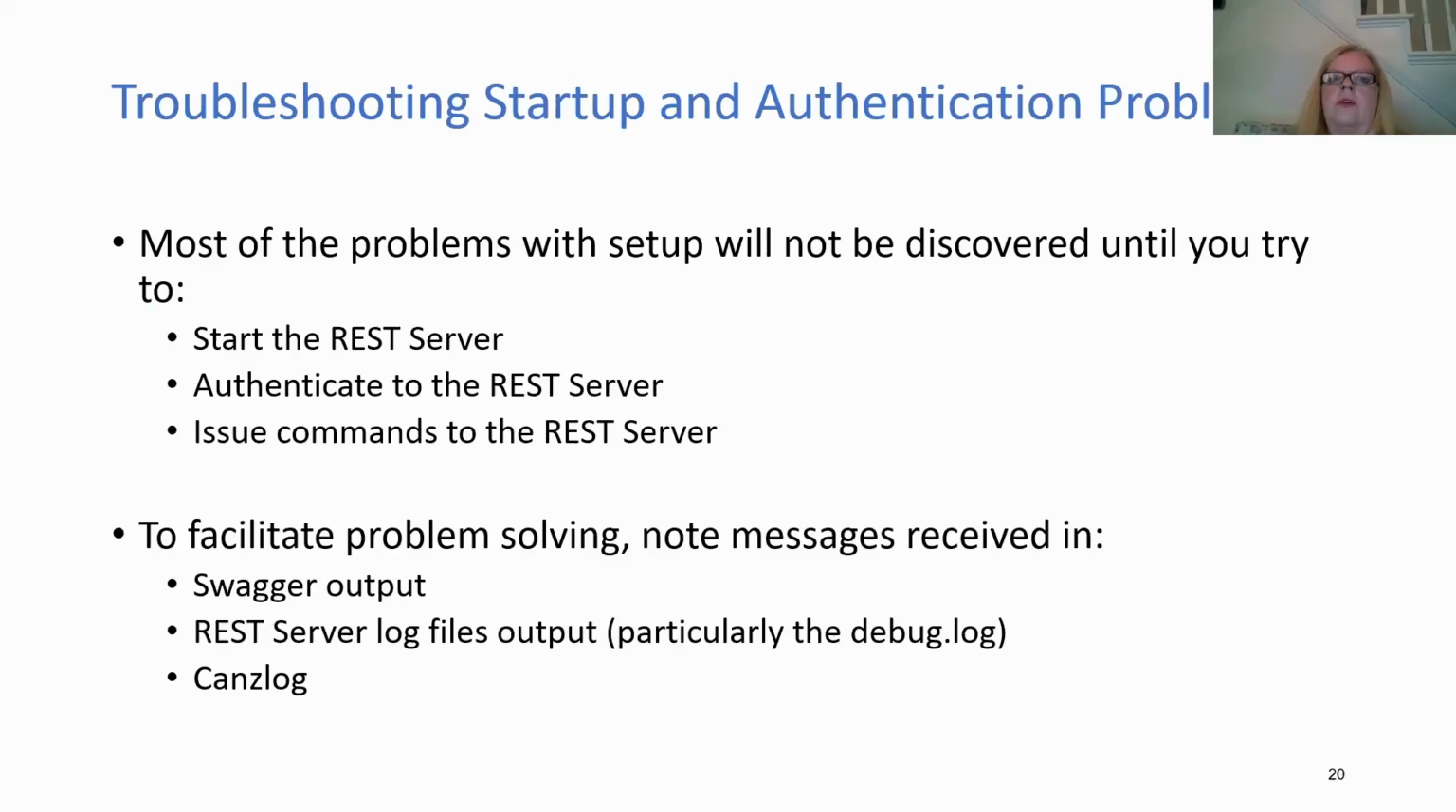Okay, so a little bit of troubleshooting here. Most of the problems with setup will not be discovered until you try to start the REST server, you try to authenticate to it, and then sometimes when you issue commands to it. And to help out with problem solving, note messages that are received in Swagger output if you're playing with it that way. Look at the REST server log files output, particularly the debug log. And then don't forget to look in CANSLOG or NETLOG because there could be messages there as well.